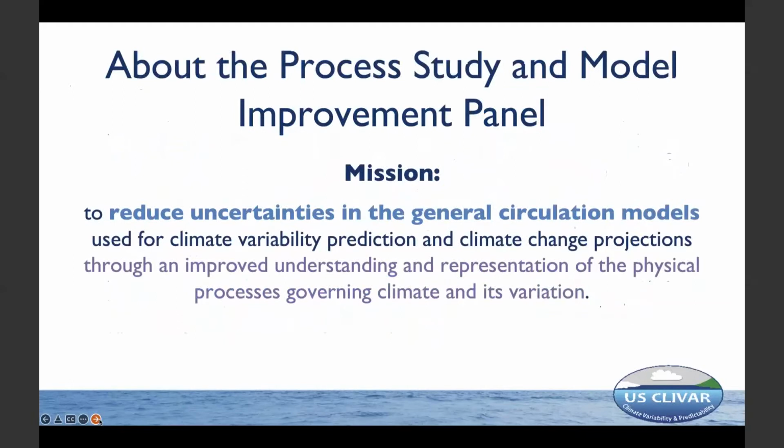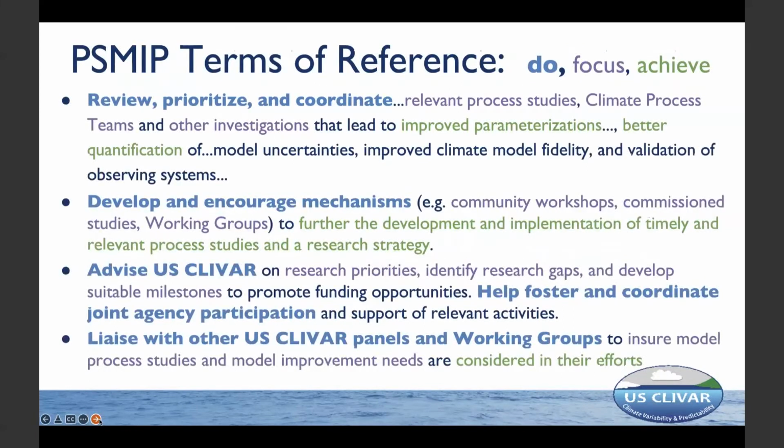Our mission is to reduce uncertainties in general circulation models, and we do this through a number of different ways. One of the ways that we try to facilitate this is through this webinar series, where we follow various process studies and try to understand how we can better use that data to accomplish this mission, which is ultimately physical understanding and reducing uncertainties in general circulation models. So what we do as a panel is review, prioritize, and coordinate, looking at these different process studies and activities that we can undertake to move us forward towards accomplishing that goal.